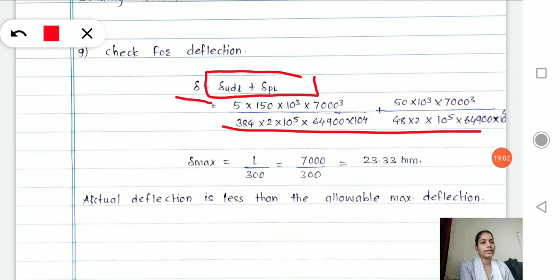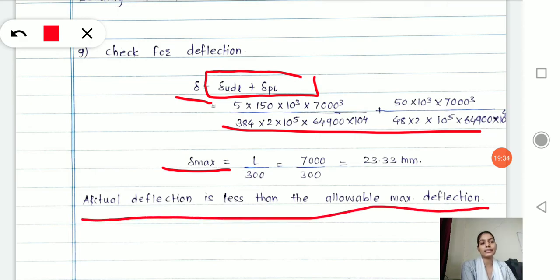The value has to be cross checked with what? The maximum deflection, and the maximum deflection by the IS code is L by 300, length divided by 300. What is the length of our beam? A 7 meter span beam, right? We are using a 7 meter span beam. Therefore, 7000 divided by 300 gives the maximum deflection value of 23.33. And hence, the actual deflection is much less than the allowable maximum deflection. Our design is safe for deflection as well as for bending moment and shear.